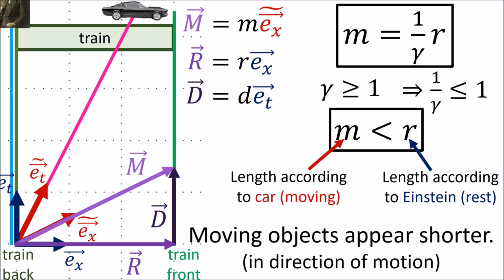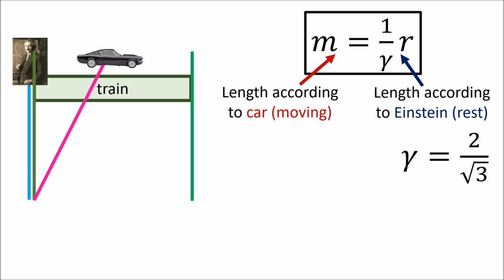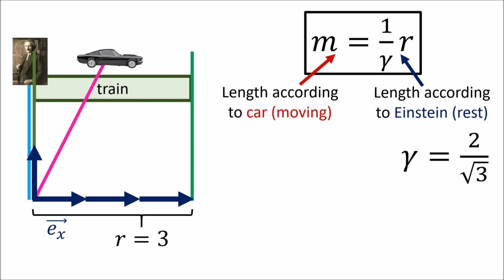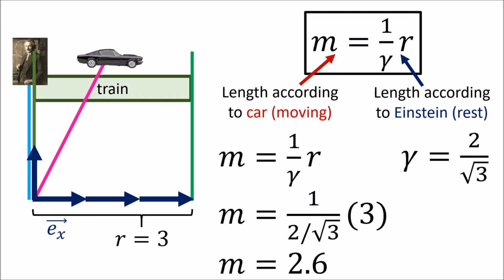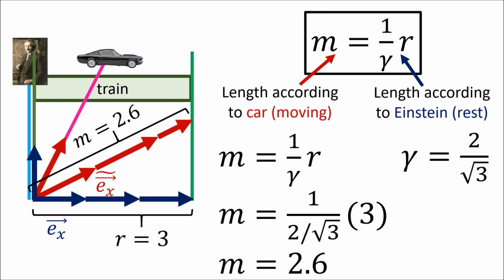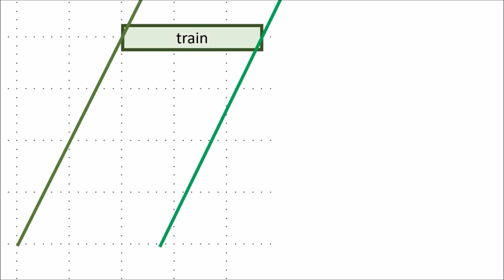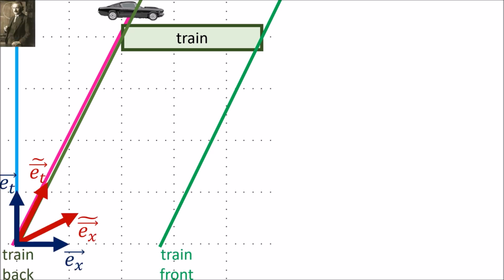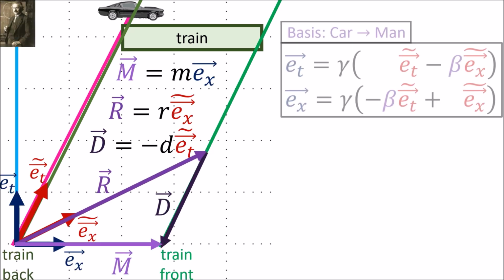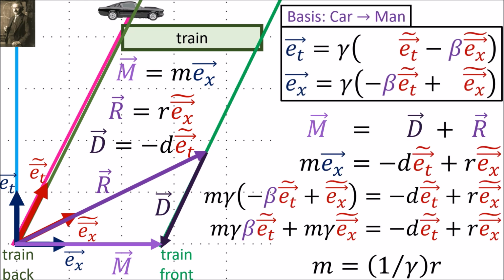So this means that moving objects are measured to be shorter in the direction of their motion. With a gamma factor of 2 over the square root of 3, a train that is 3 units long in the rest frame is measured to be 2.6 units long in the moving frame. The train's length is contracted to be shorter for the moving observer. We can also repeat this calculation for another train that's at rest with respect to the car, using a similar approach, but using the reverse Lorentz transformation this time.